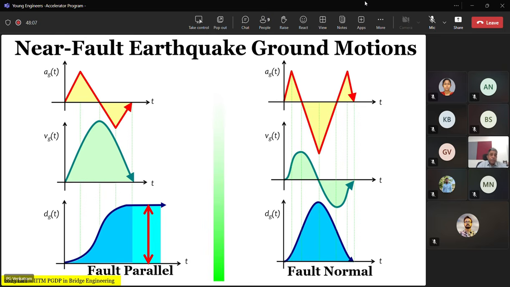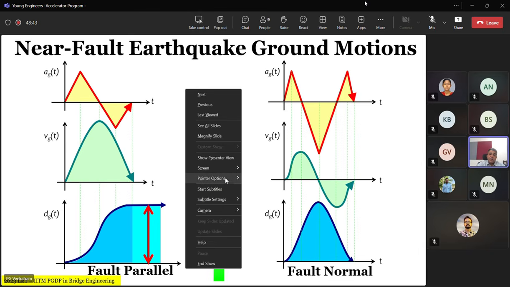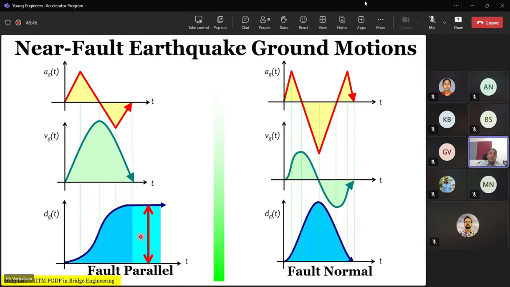In the near fault ground motion, you have to worry about three aspects: the acceleration, the velocity, and the displacement. In the case of a near fault earthquake, the acceleration starts, peaks, goes in the other direction, comes back, and then dies down. This is just for one cycle. In terms of velocity of the ground motion, it goes to a peak and comes down to zero. And when it comes to fault parallel displacement, it displaces and there's a permanent residual displacement left in the near fault.